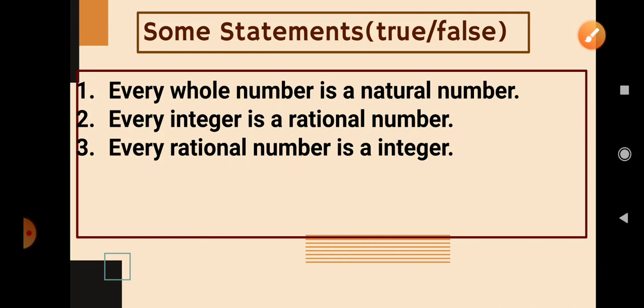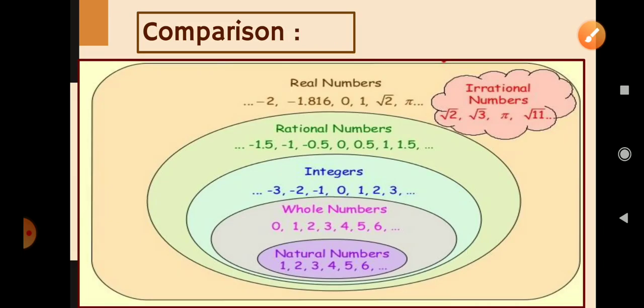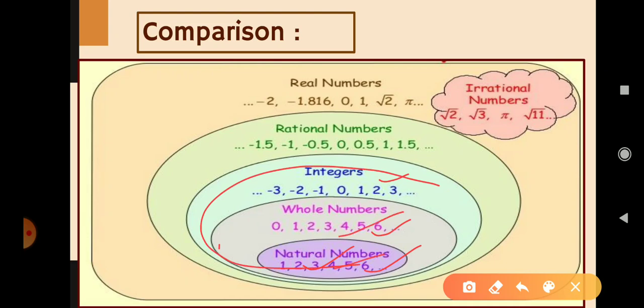Clear? For this, just observe this comparison. Natural numbers are 1, 2, 3, 4, 5. Whole numbers are 0, 1, 2, 3, 4, 5. Inside the whole numbers we get the natural numbers. Next, integers: -3, -2, -1, 0, 1, 2, 3. So inside integers we get whole and natural numbers. So every natural is a whole, but every whole is not a natural. Observe the boundary between them.